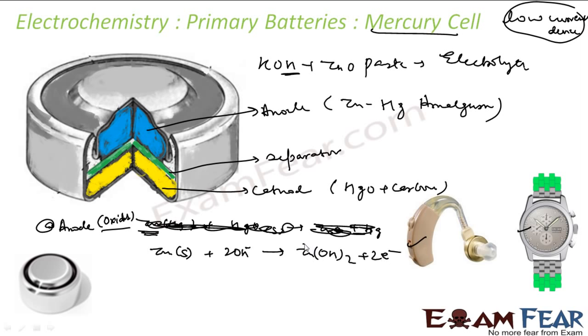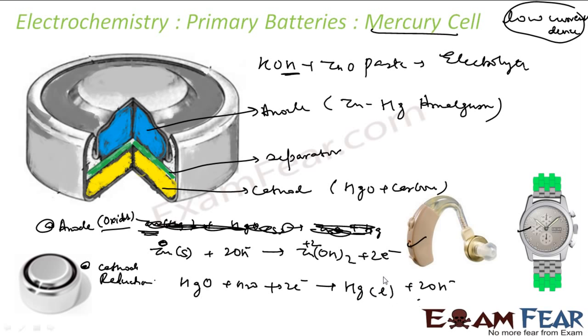So if you see, this is zinc with zero charge going to zinc with a positive charge. There is oxidation. If we talk about reduction, that will happen at the cathode, the yellow area. So my HgO will react with water that is also in the paste, and it will take 2 electrons. It will form Hg in liquid form and 2OH minus. It will go back to the paste, and the same 2OH minus will be used here.